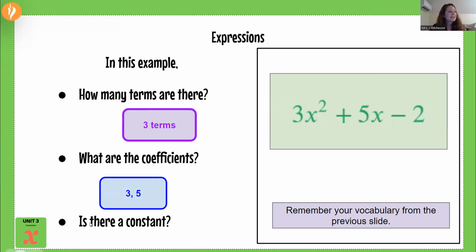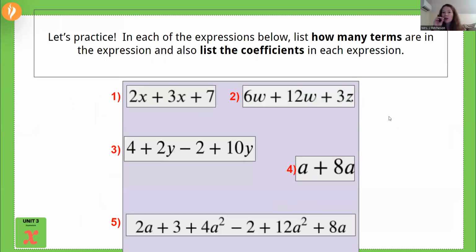And finally, they're asking what is the constant, and the constant is by itself without a variable, but that sign belongs to the 2. So if you said the constant is 2, that's not right. It's -2. So you need to know that vocabulary, everybody. Make sure you go back and rewatch it if you need to.